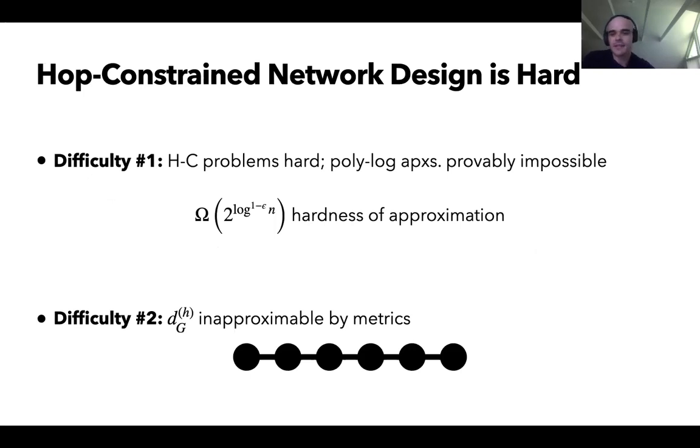As far as this first difficulty is concerned, the crucial thing to note here is that these hardness of approximation results only hold for unicriteria approximation algorithms. In particular, if you allow for an approximation factor both in the hops and in the weight, then these hardness of approximation results no longer hold. And using this bicriteria-ness will be crucial to our algorithms.